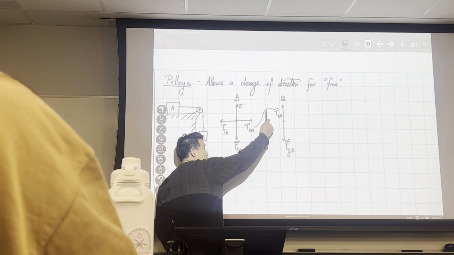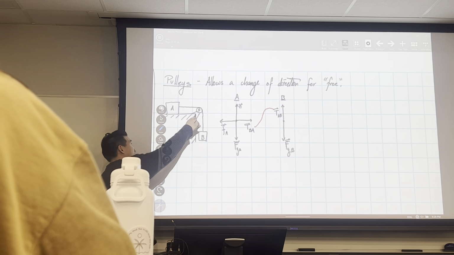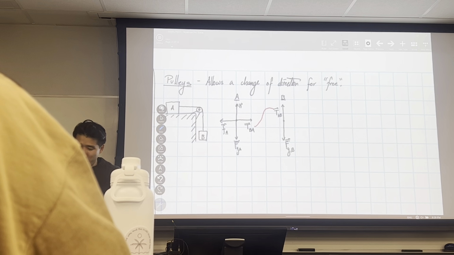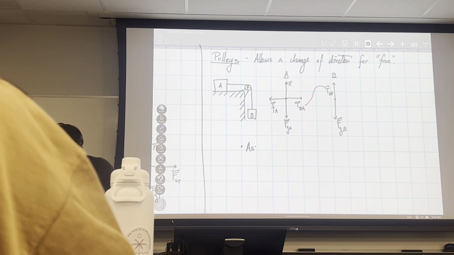So these are still Newton's third law pairs, even though they're not equal and opposite, because we have a pulley. However, there is a built-in assumption.